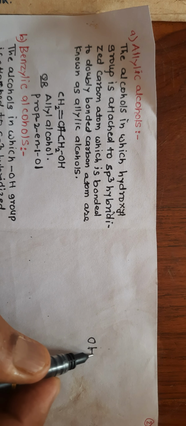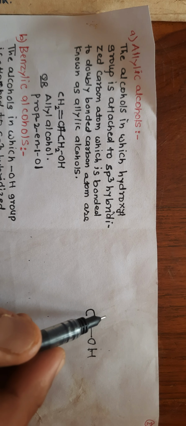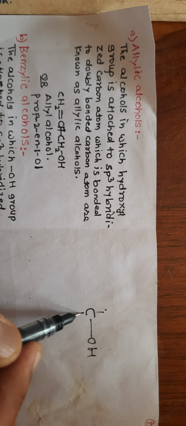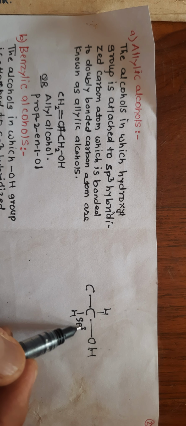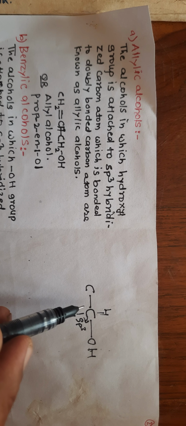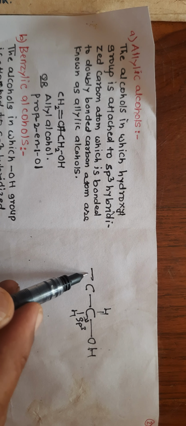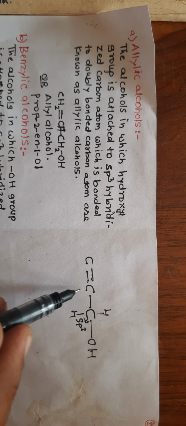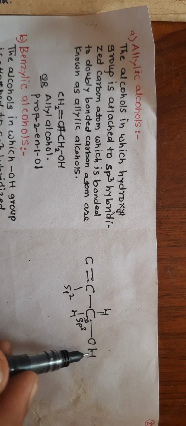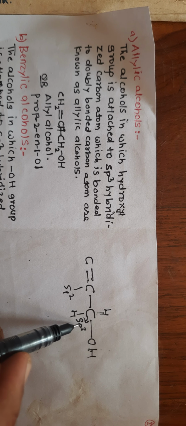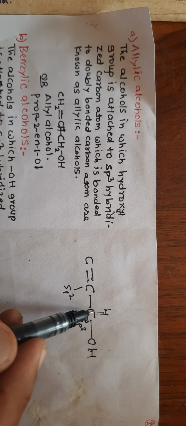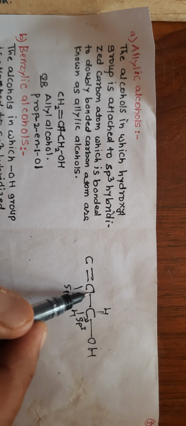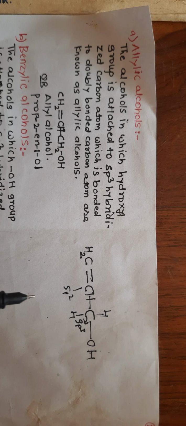Now, allylic alcohols are those alcohols in which the hydroxyl group, meaning the OH group, is attached to an sp3 hybridized carbon atom. An sp3 hybridized carbon atom means it is attached to four single bonds, like this: 1, 2, 3, 4. And that sp3 hybridized carbon atom is further bonded to a doubly bonded carbon atom, or an sp2 hybridized carbon atom. That type of alcohol is known as allylic alcohol.